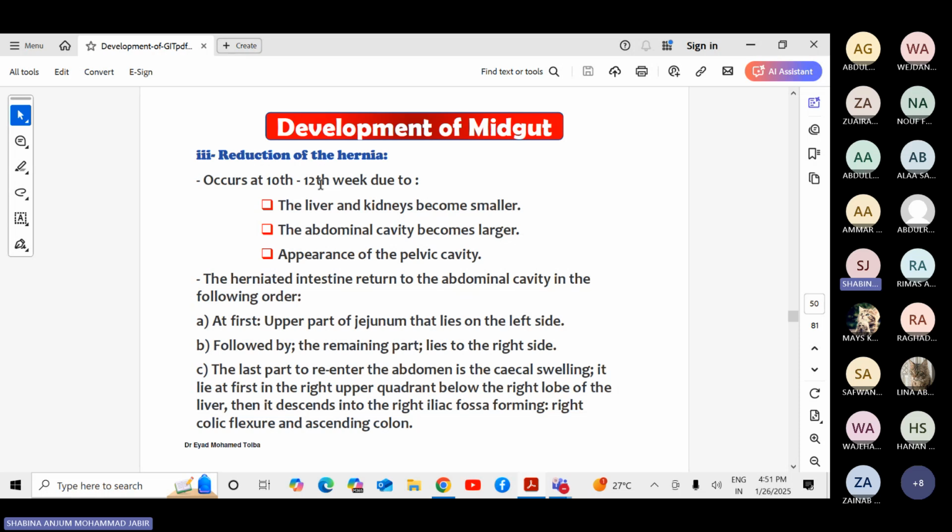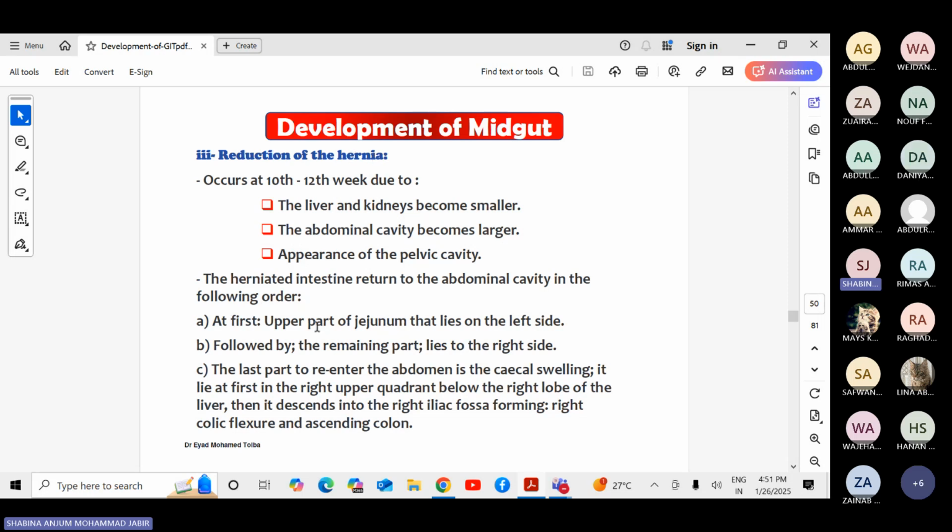It will be there for 4 to 5 weeks, but at 10 weeks, as soon as the pelvic cavity appears and the abdominal cavity becomes a little larger, the liver and kidney will become smaller. So obviously the midgut which has gone into the umbilical cord has to come inside. This is called reduction of the hernia.